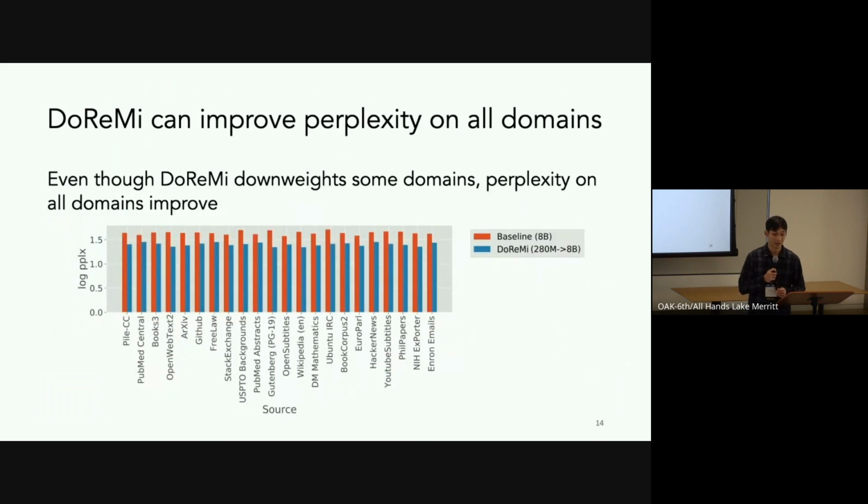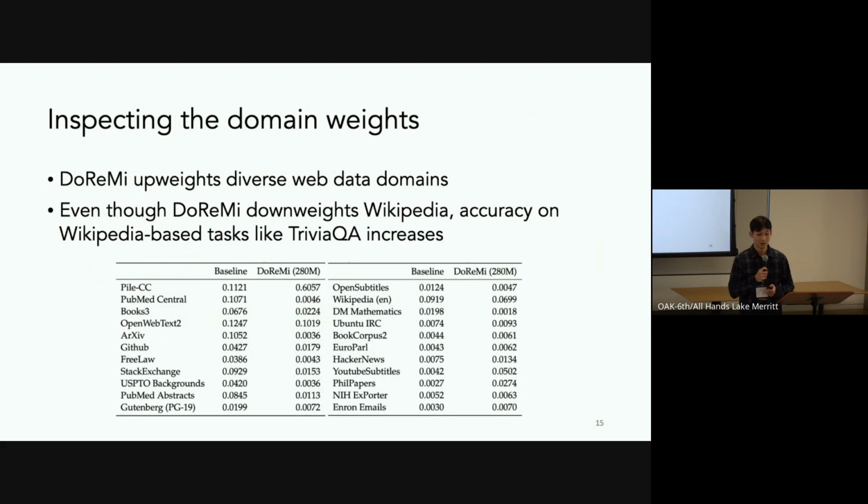Another interesting thing is that even though Doremi reweights and so necessarily has to downweight some domains, the perplexity on all the domains seems to improve. We conjecture this is due to some sort of positive transfer across the domains. If you inspect the domain weights, Doremi tends to upweight some of the more diverse web data domains. Another interesting tidbit is that even though Doremi downweights Wikipedia a little bit, the accuracy on Wikipedia-based tasks like TriviaQA actually increases.